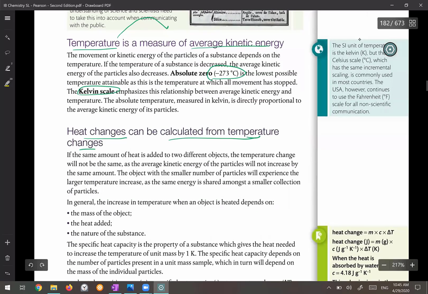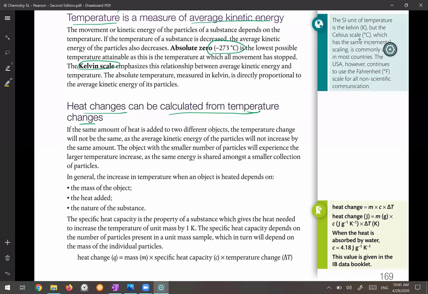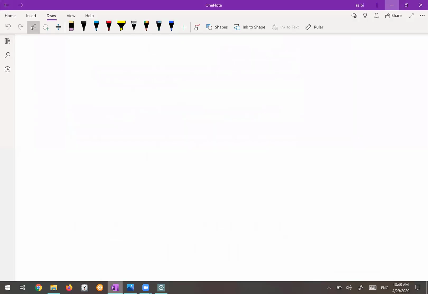Okay, so I want to talk about heat change based on the temperature change. Let's go back here. Suppose you have a block of iron, as I said, and heat is going into this block of iron. I can show heat by Q. Q means the heat energy.